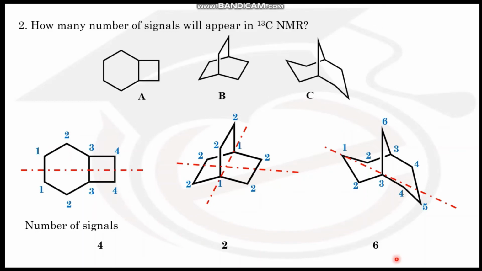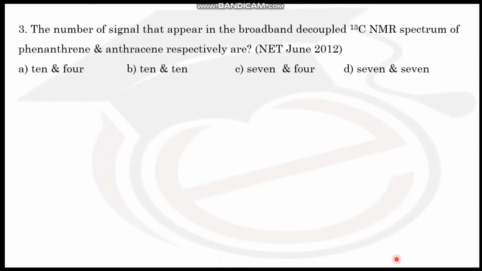I think this is a previous year's CSIR question. Now next question: number of signals that appear in the broadband decoupled C13-NMR spectrum of phenanthrene and anthracene respectively. This is NET June 2012. Decoupled C13-NMR spectrum means there is no coupling with hydrogen. In phenanthrene and anthracene, carbon and hydrogen are present, and that hydrogen can split the carbon signal, but here it is mentioned decoupled C13, that means there is no coupling. So we have to count different types of carbon.